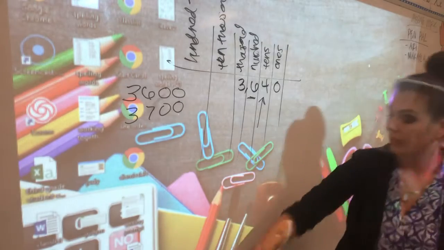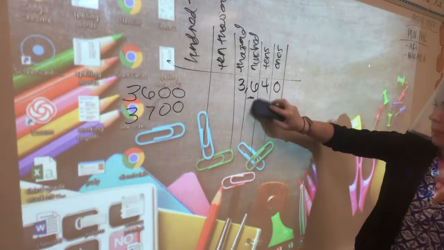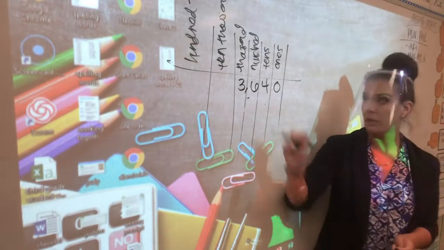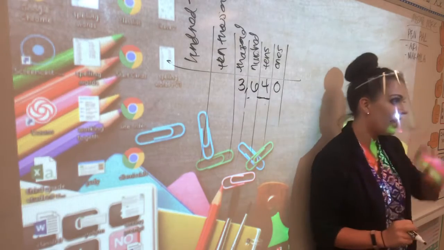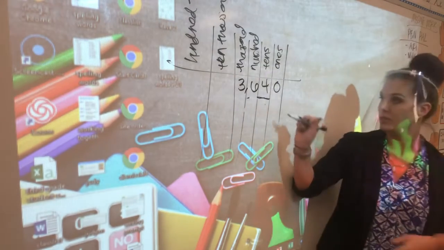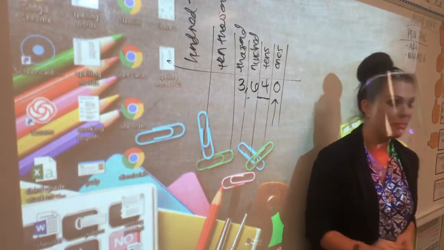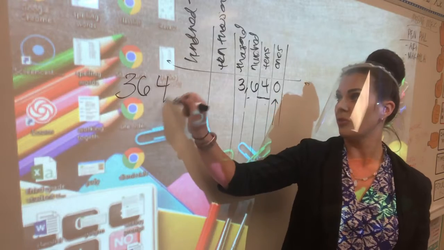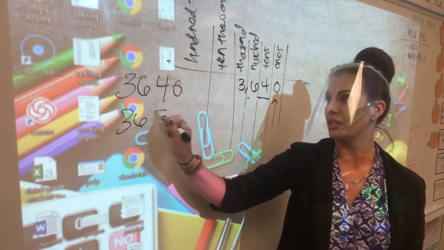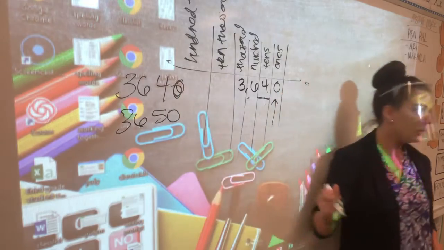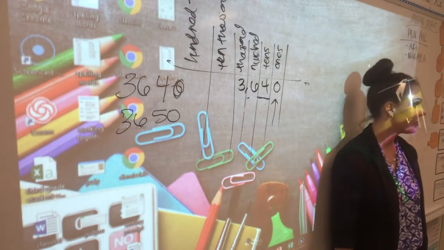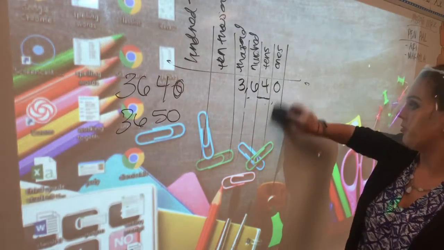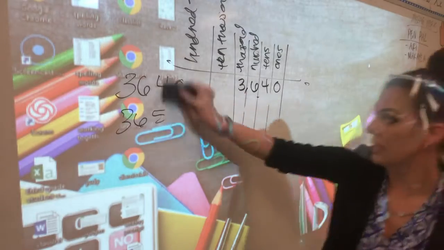Okay? So what if I was rounding to the tens place value? So I'm looking at this number. Everything behind that number will be a 0. It already is. This number is going to inform me of my decision. So it will either stay 3,640 or it will round up to 3,650. Which will it do? 3,640, because my number to the right of it is below 5. Okay? Does this make sense?